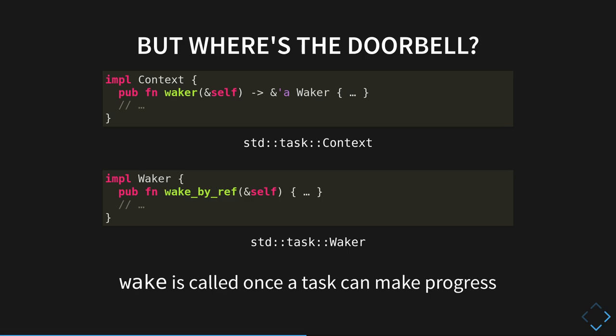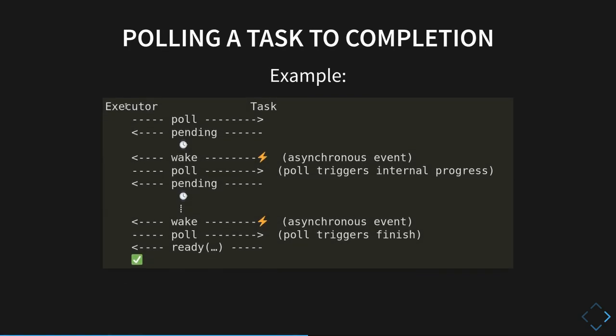What does that mean? It doesn't mean it gets called when a future is finished. It means it gets called when a future can do additional work. So, for example, we have the executor that is running a future at the moment, a task, and it polls the task. The task responds with pending, meaning I'm not finished yet, come back later, and then some time passes, and then inside of the task some asynchronous event happens. So it calls the waker, and the executor can schedule the future to be polled again. You can think of it like a stack of futures that are waiting to be polled again.